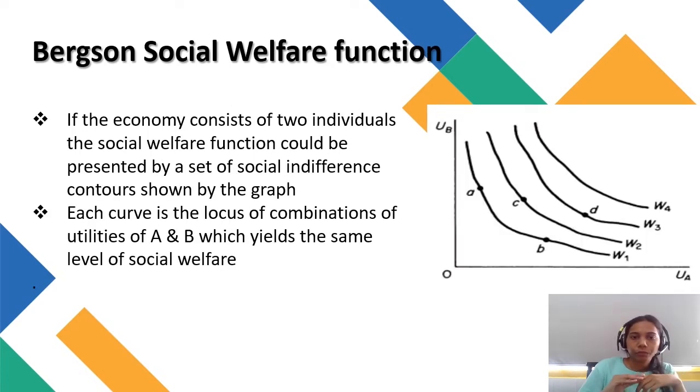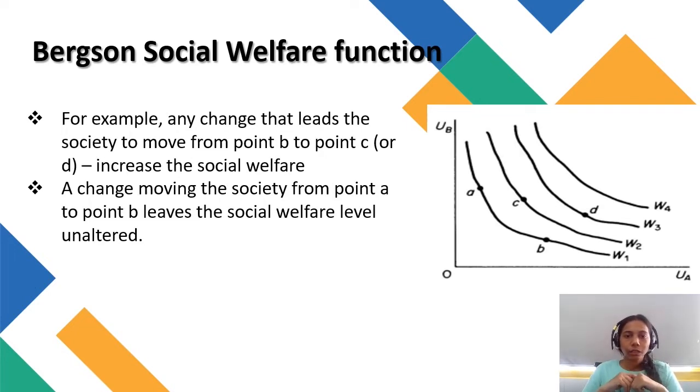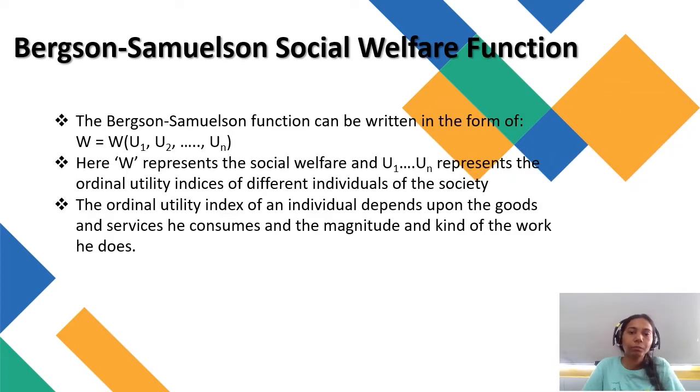This is a graph. The further to the right a social indifference contour is, the higher the level of social welfare will be. With such a set of social indifference contours, alternative states in the economy can be unambiguously evaluated. The problem with the social welfare function is that there is no easy method of constructing it. For example, any change that leads society to move from B to point C or D increases social welfare. A change moving society from point A to B leaves the social welfare level unchanged. Then the Bergson-Samuelson social welfare function has been developed.